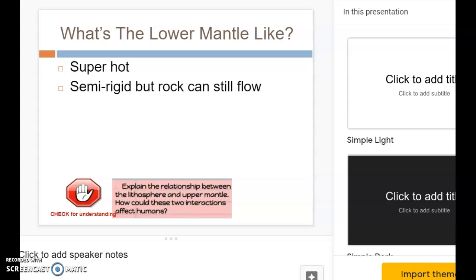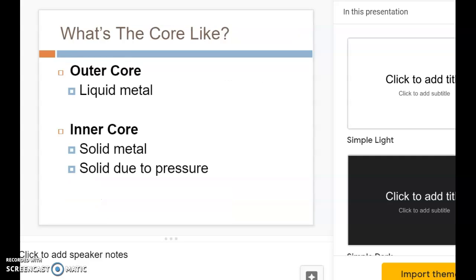Welcome back. We're now going to talk about what the core is like. So we're going from the outside in. We're at the core now. You have the outer core, which is liquid metal. It's metal. It's liquid. There's a lot of friction and a lot of pressure. The inner core is solid. There's so much pressure and so much heat. It made it solid. It's a completely solid ball. And that is due to pressure, like it says here.